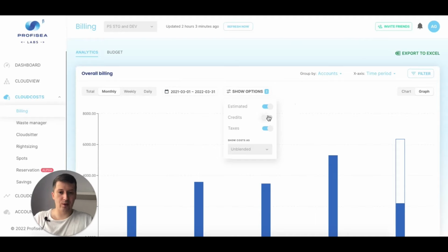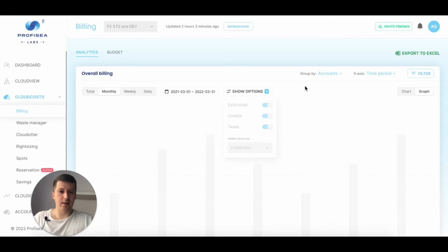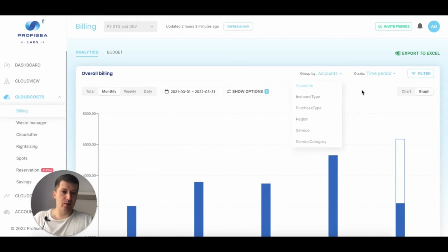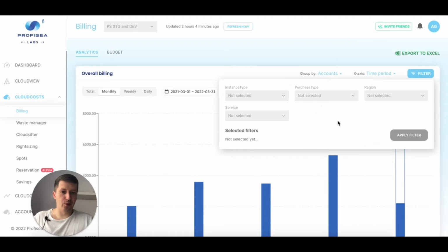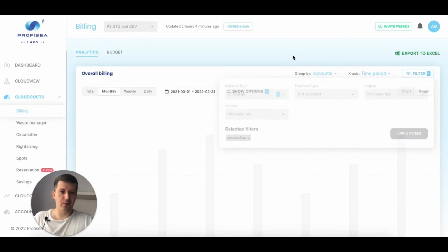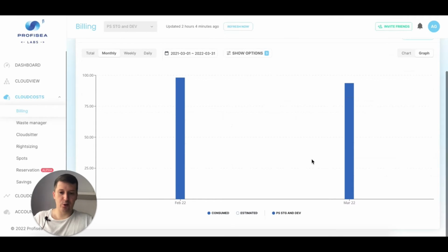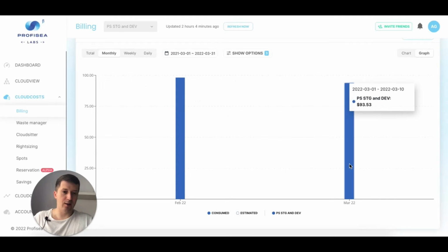Show options, show me credits. And for example, let's do a filter. For example, show me only instance types, which is C5D large, and apply the filter. Yeah, I do have some of them. The price is around $100 in February, and in March it's pretty much the same.